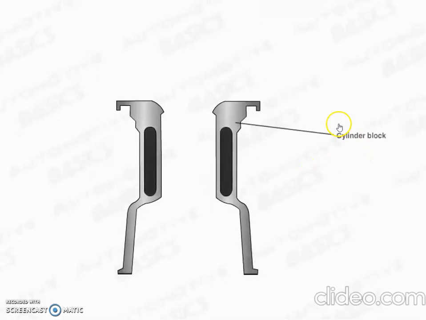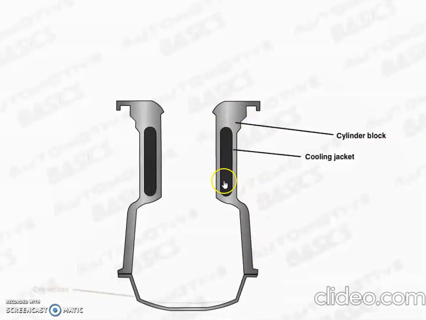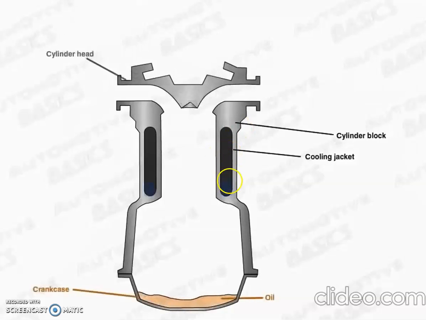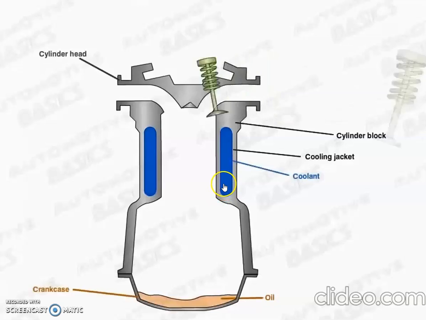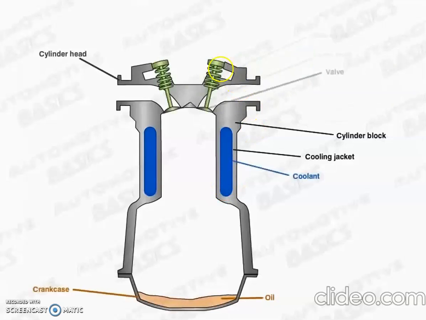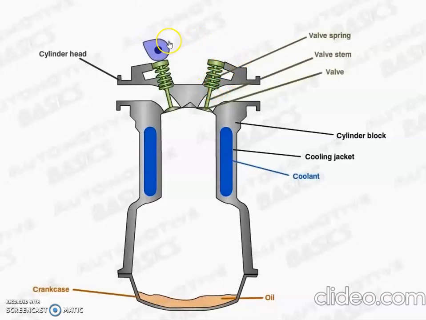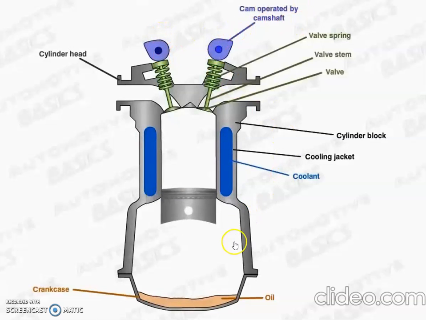Now let us study the different components of the IC engine. So this one is a cylinder block in which the cooling jacket is provided. It means the place from where the cooling liquid passes. This is the crankcase. This is the cylinder head, the top portion of the cylinder. This one is the coolant, that is the liquid, or you can say water. These two are the valves, and this is the valve spring. On that, the cam can be attached directly. So that is the cam operated by the camshaft.